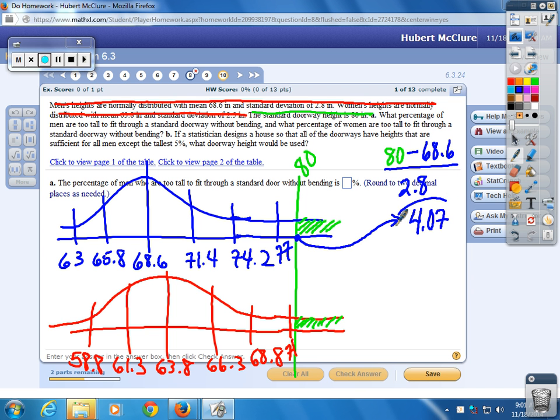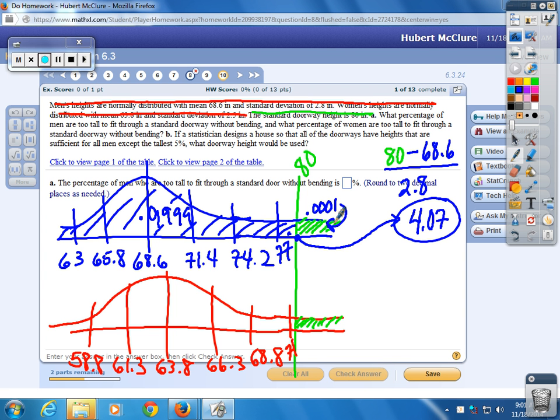4.07. And we know that anything above 3.5 is 0.99999, right? So this area right here for the 80 is 0.9999. And that goes all the way from the left all the way up to here. So this is a real difficult question for those that are listening. What's this area? 0.0001. So 0%.